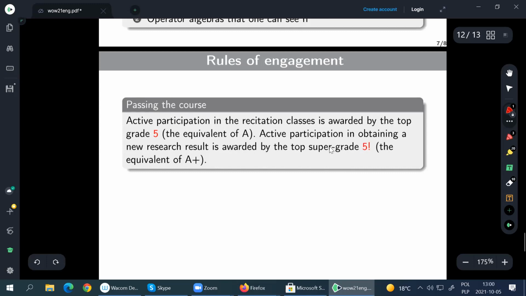And if you want to have a super grade, which in Poland is denoted as 5 exclamation mark, it's not 5 factorial, it's not 120. No, I don't know who invented it, but in Poland, instead of having A+, we say 5 exclamation mark. Yeah. So this is given to somebody who actually obtains some new research results. And believe it or not, there was one guy in the first semester who did it in the combinatorics of graphs. He simply worked with me on some issue, and we solved this issue, and yeah, that's a new research result, which is now in our book to be.